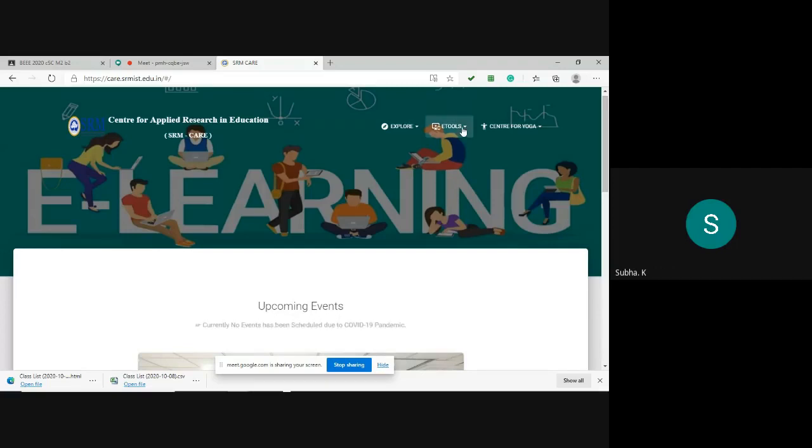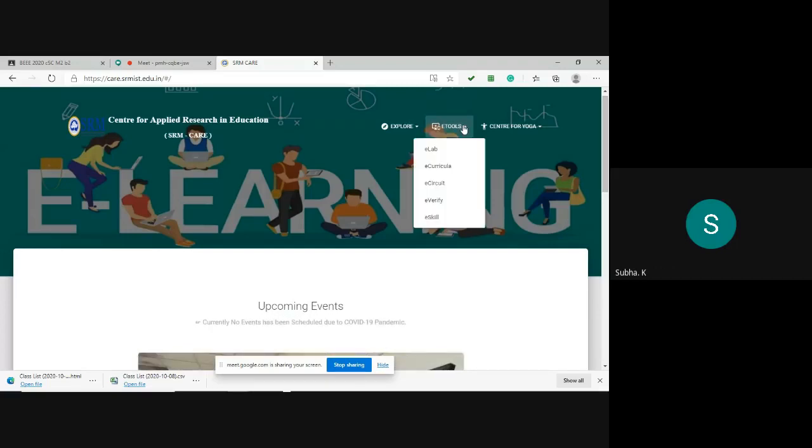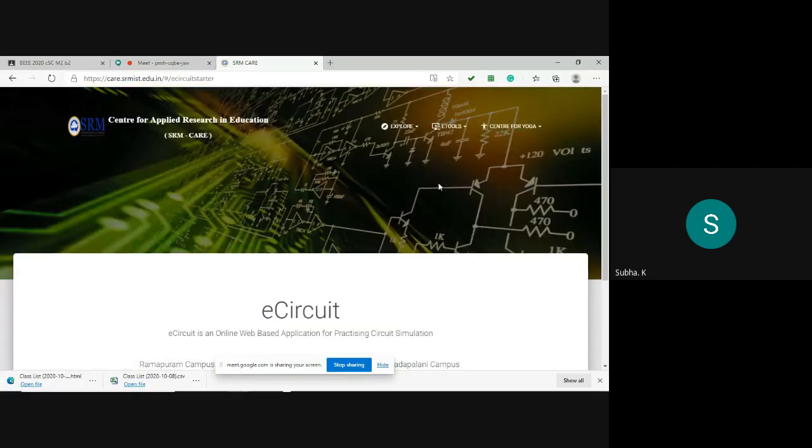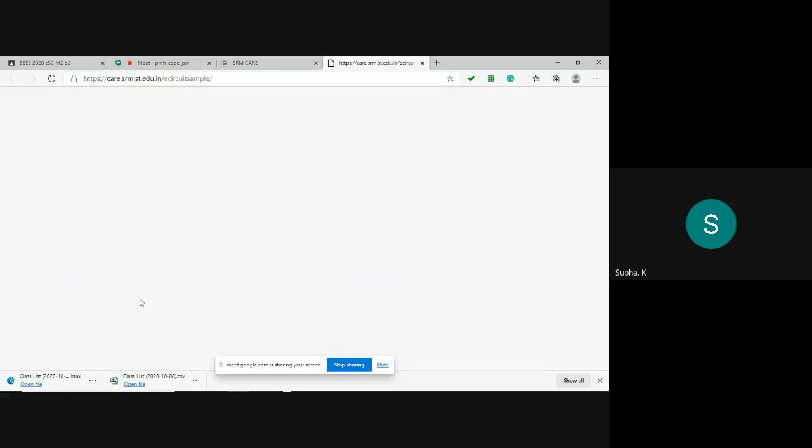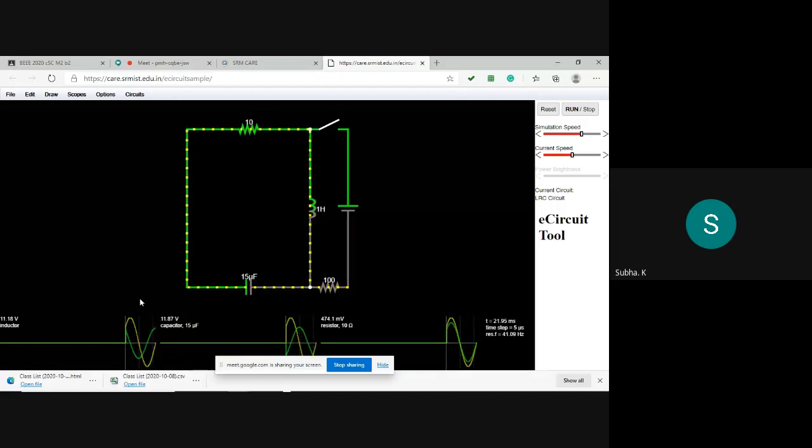Okay, in this E tool, all are able to see? Under that, you pick E circuit. Then you can pick whatever, but sample you click. Anywhere, sample E circuit you click. It's easy only. Now one page will open.